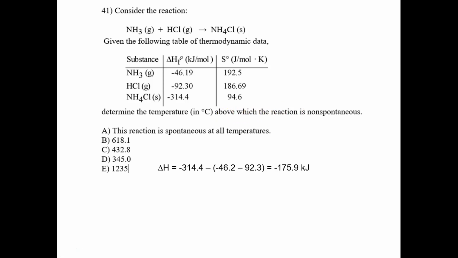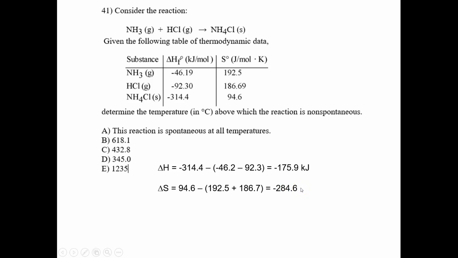Well, in order to do that, we have to first work out the value of delta H for the reaction, which is going to be the delta H of our product minus the sum of the delta H's of our reactants, which gives us a delta H for the reaction of negative 175.9 kilojoules. Then we work out delta S for the reaction. It's going to be the standard entropy of our product minus the sum of the standard entropies of our two reactants, which gives us a negative 284.6 joules per Kelvin.